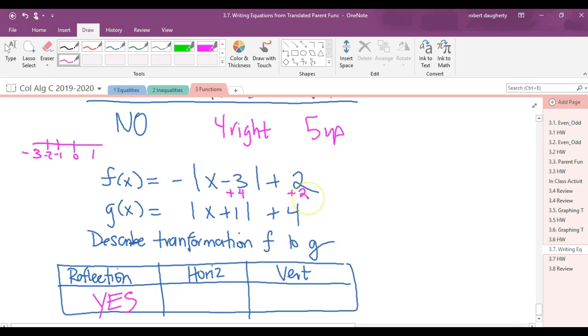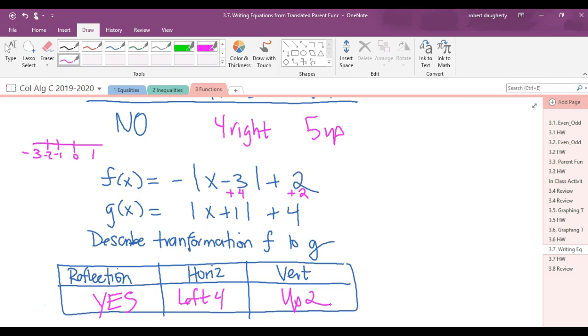To get from here to here, I need to do what? Add 2, okay? So that +4, what does that mean horizontally? That means moving it where? Left 4, okay? So this thing has moved to the left 4, and then on the tail end of that equation, that +2 means it did what? It went up by 2, okay? Feeling a little bit better?